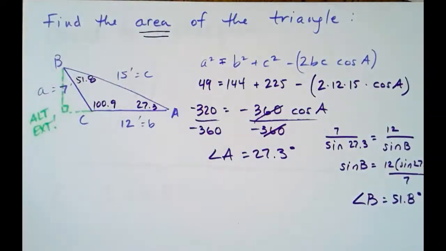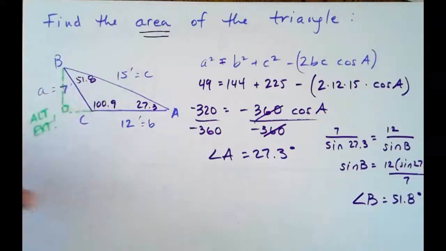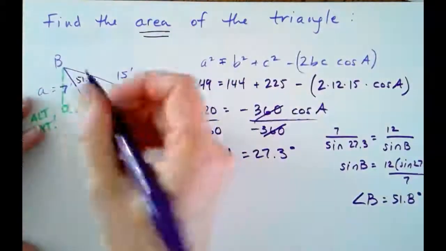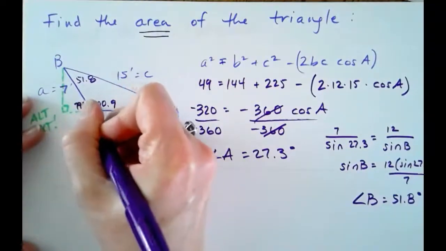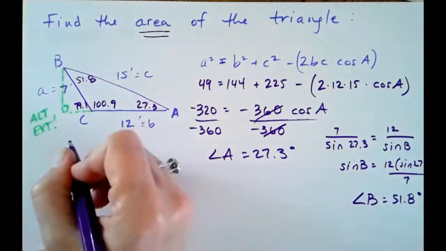So let's keep thinking about what we learned in geometry. We need to know the supplement of 100.9. That's the remote interior angle theorem. So what is 27.3 plus 51.8? That is 79.1. So now we can find the height of this triangle by utilizing the sine function.